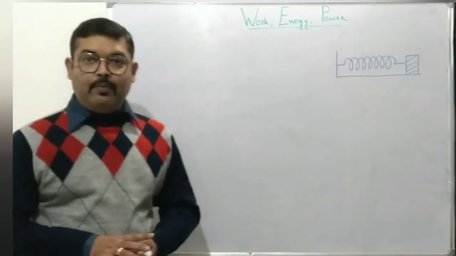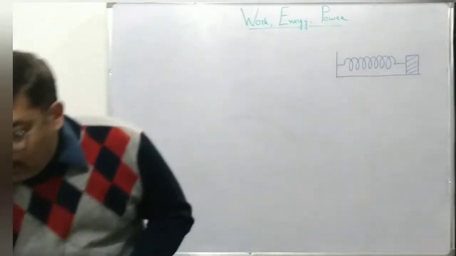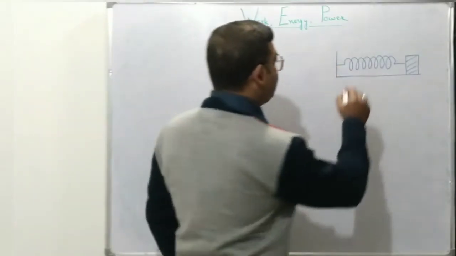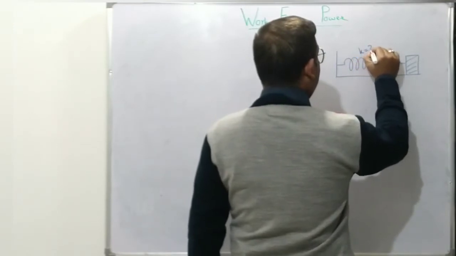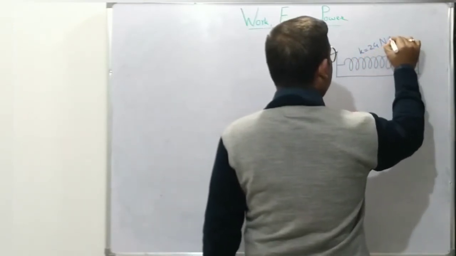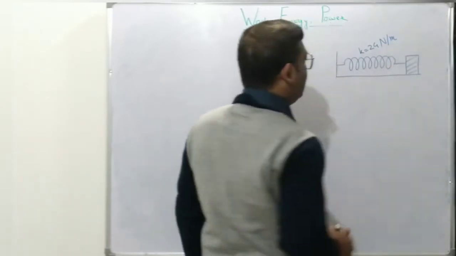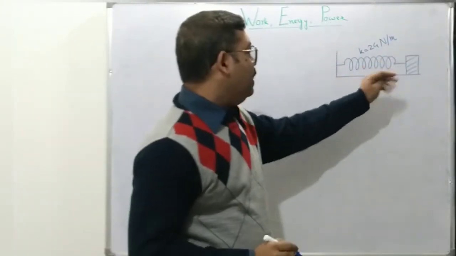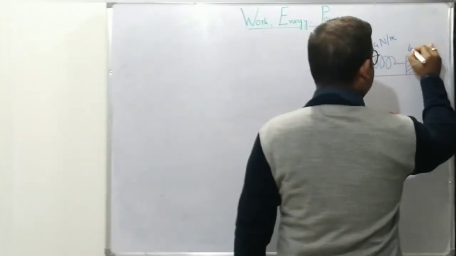So for the next problem, we have been given a spring of spring constant 24 Newton per meter, K equals 24 Newton per meter. And to the end of the spring is connected a mass of 4 kg.